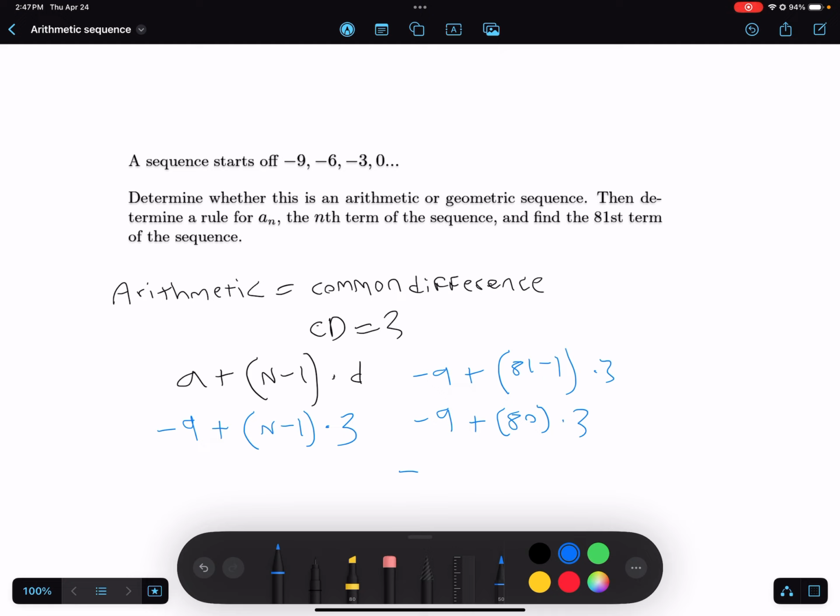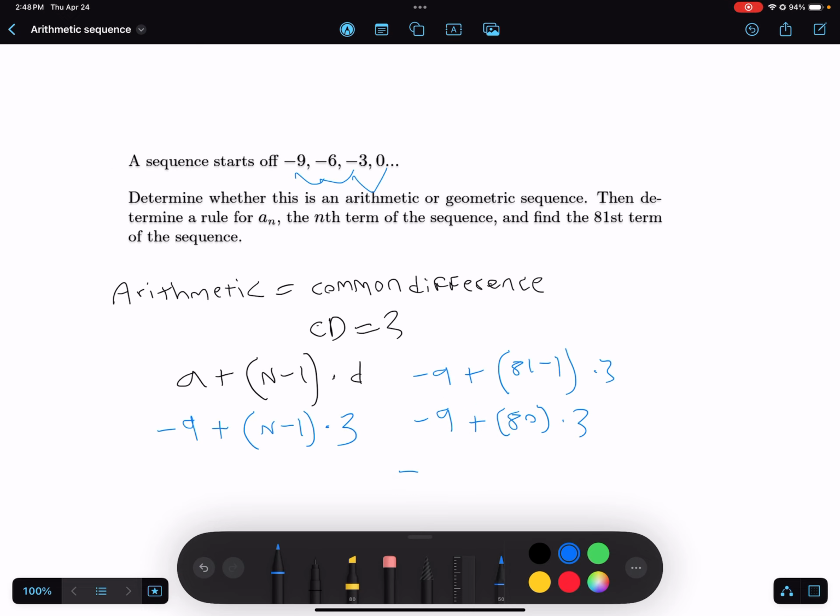So all you have to do here is first determine whether this is an arithmetic or geometric sequence. Then we find the common difference, because this is an arithmetic and not geometric sequence, by looking at the difference between each of the terms here. And then we find the rule for the nth term of the sequence, using the a plus n minus 1 times d general form, plugging in the values for the first term, a, and the common difference, d, and then using the 81st term to get to our answer of 720.